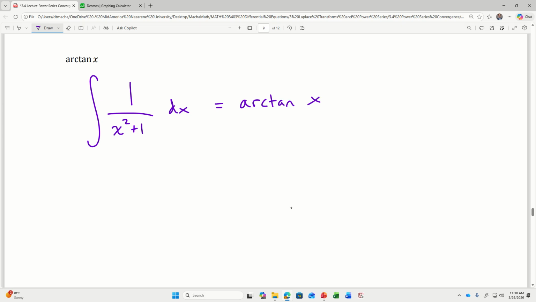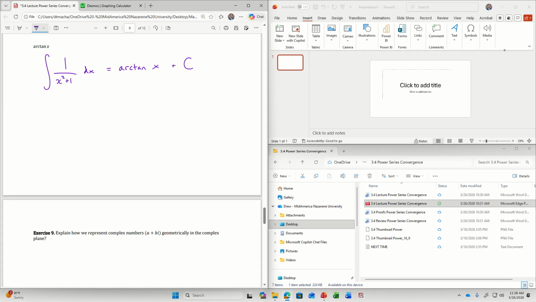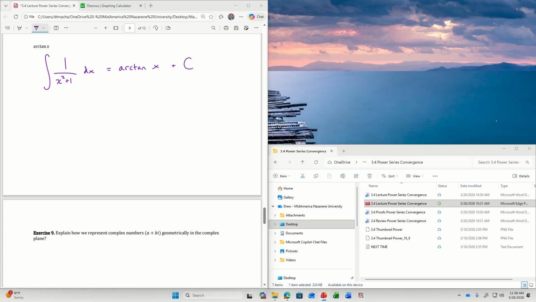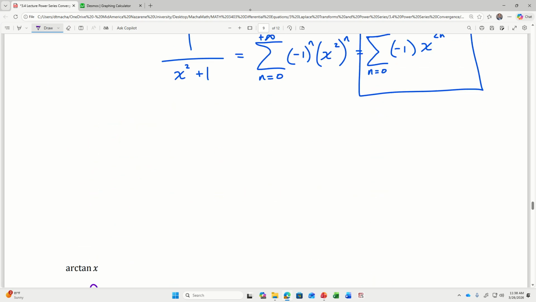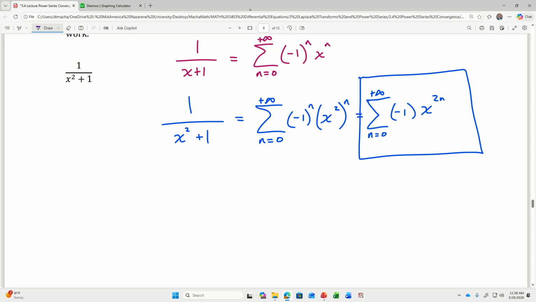Okay, one more, arctangent. Well, we know that the antiderivative of 1 over x squared plus 1 is arctangent x plus a constant. So what if I go back to my power series that I had for 1 over x squared plus 1 and I just take the antiderivative of every single term here?